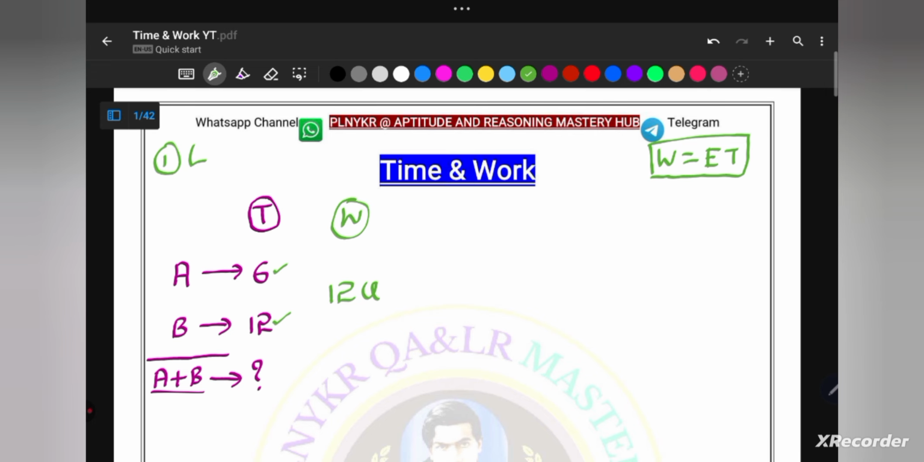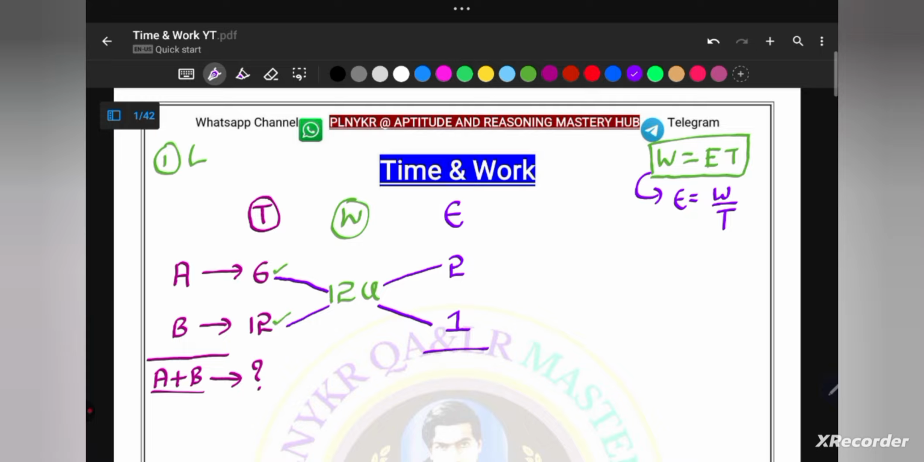Now we'll be finding the efficiency. Efficiency will be equal to the ratio of work to time. Coming to A's efficiency, 12 units by 6 means per day A will be able to do 2 units. Coming to B, 12 by 12 means B will be able to complete 1 unit of the work per day.